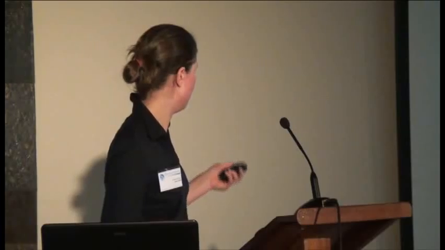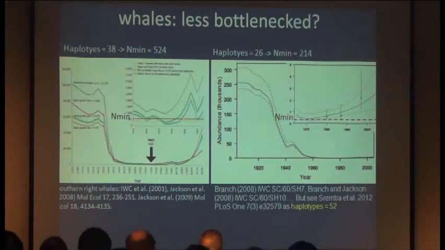We have used these metrics in a very conservative framework up to this point to try and understand this. If you look at the most conservative values of N-min, when you take the absolute minimum haplotype numbers and try and be very conservative about your upward correction, then we find that the minimum bottleneck size still tends to fall above the estimated abundances for southern right whales.